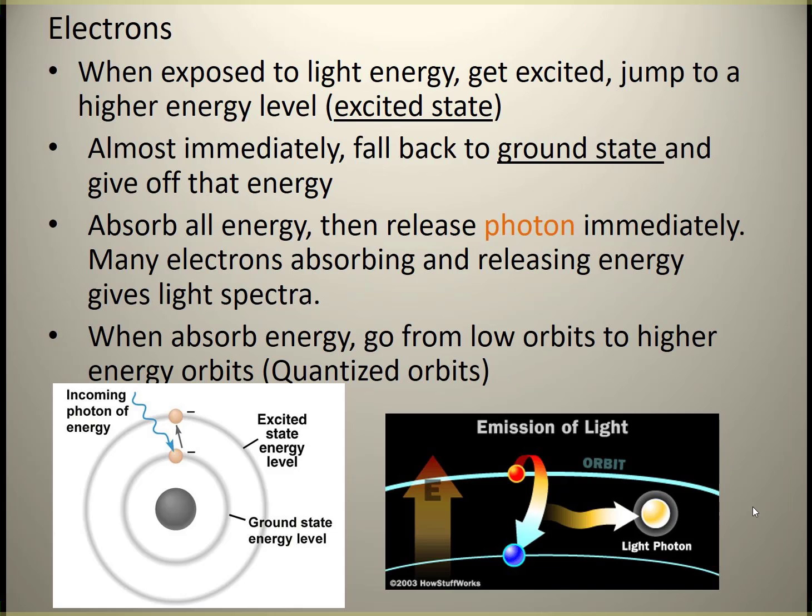So Niels Bohr said that when exposed to light, these electrons get excited and they jump to a higher energy level. And this is called an excited state. Almost immediately, they fall back down to the ground state. They can jump what's called a quantum jump and jump several energy levels, or they can go energy level by energy level as it falls back to its ground state, which is the lowest energy level it can be. So these electrons absorb all the energy, and then they will release a photon, or a wavelength of light, is another way to look at it, immediately. And so we're able to see this light come out of the atom.